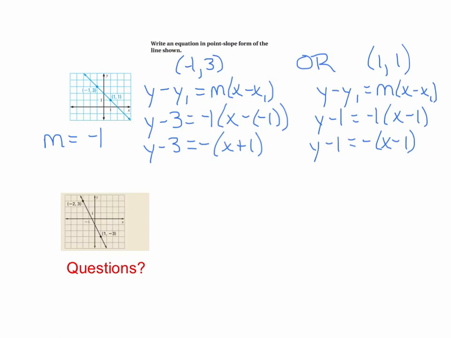Now, you do this bottom one. Pick a point, find the slope, give me the equation. Either equation is correct. You don't have to have both.